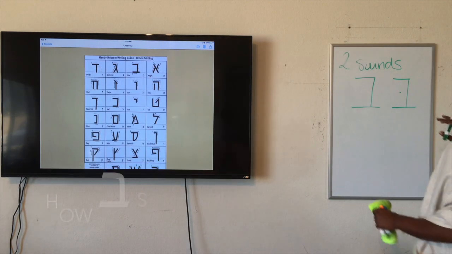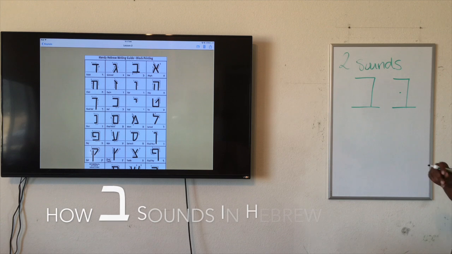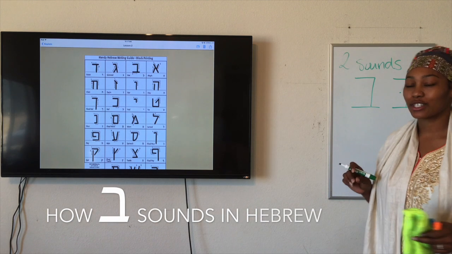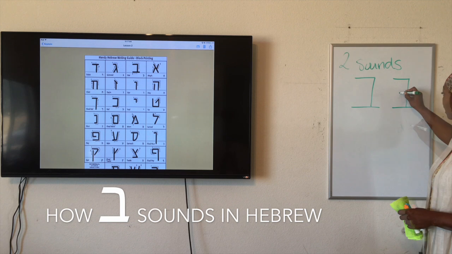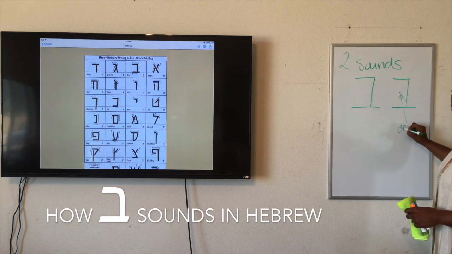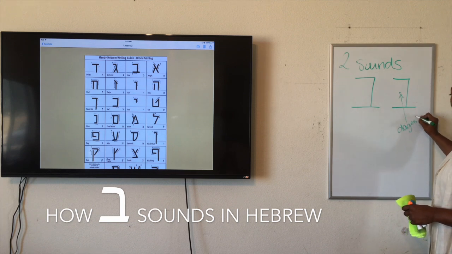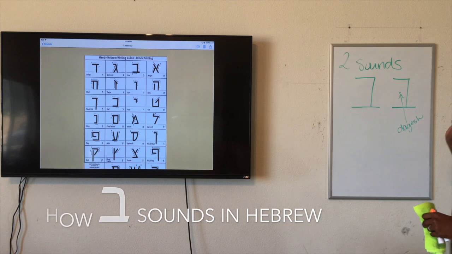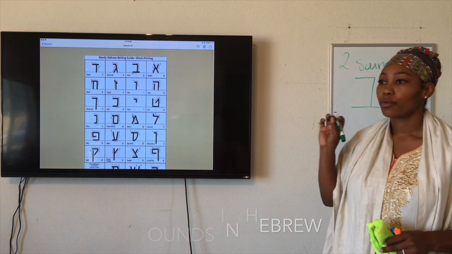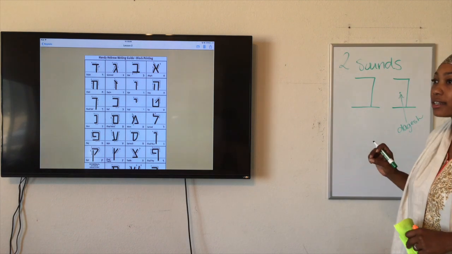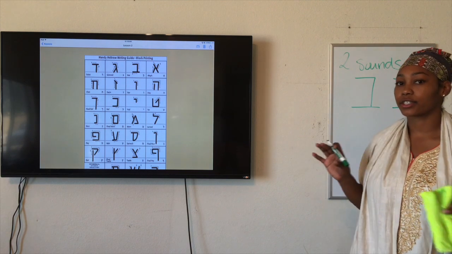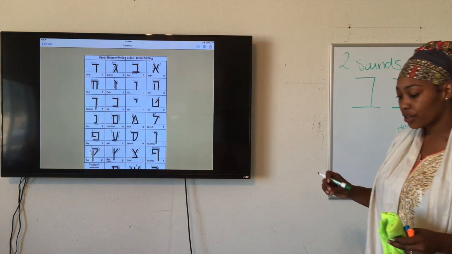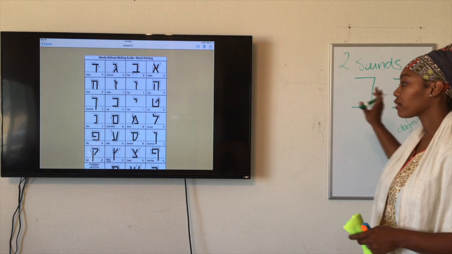Okay, so now we're going to look at the letter Bet and how it has two sounds. From your homework, you might have seen the letter Bet and how it's written two different ways. One has a dot. This dot is called a dagesh, D-A-G-E-S-H. To keep it simple, when you see the dot inside or when you don't see the dot, it changes the sound of certain letters. And we'll cover some of these letters throughout our study. Right now we're going to deal with the Bet.